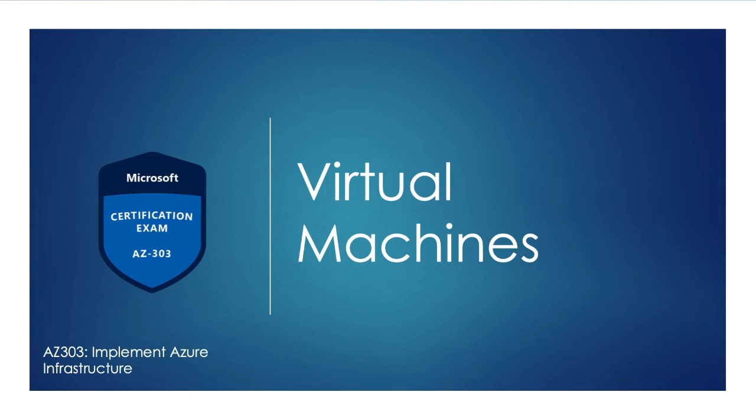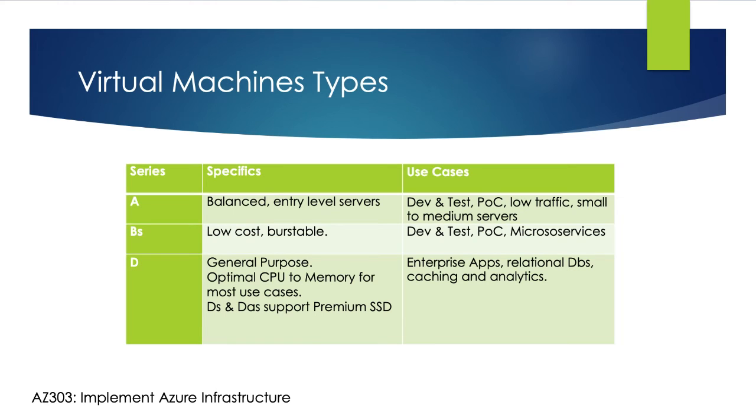When building virtual machines within Azure, there are actually lots of different types you can use to build. Rather than know each individual size, type and cost, for the exam you do need to remember all the different types that you can use, known as the series of VMs. The first few series of VMs are fairly straightforward. The series A's are basically just balanced entry-level servers. So these will generally be used for dev, test and proof of concepts. They're scenarios where you might have low traffic, so small to medium servers.